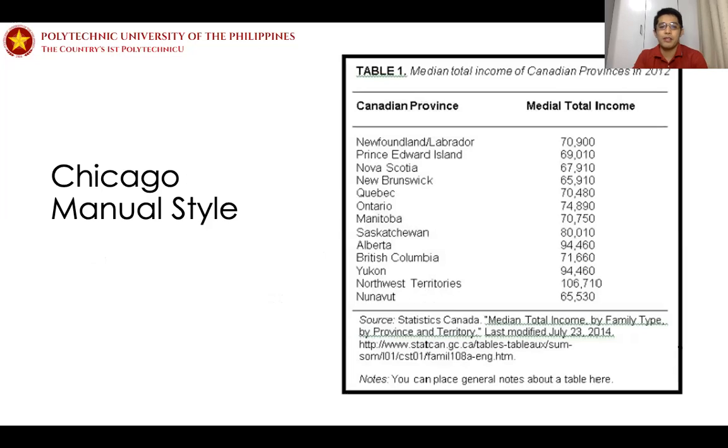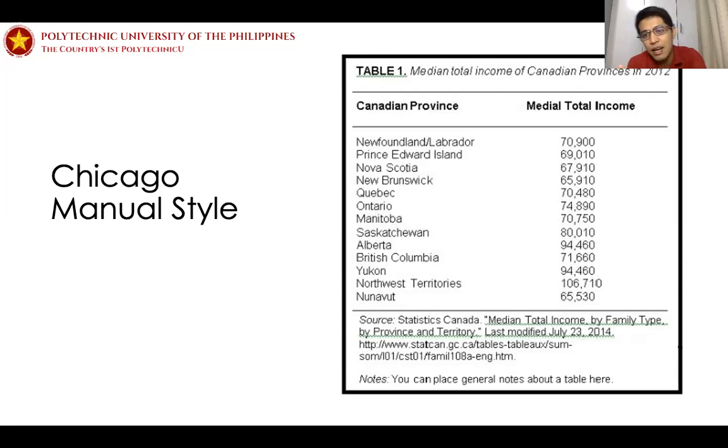This is now the format for Chicago Manual of Style. This Chicago Manual of Style is another popular documentation style in the world of technical writing, and I believe most of the textbooks and most of the reports are using Chicago Manual of Style, or CMS, compared to APA. However, APA is more popular in different types of research, especially in social sciences. Now, let's proceed with CMS.